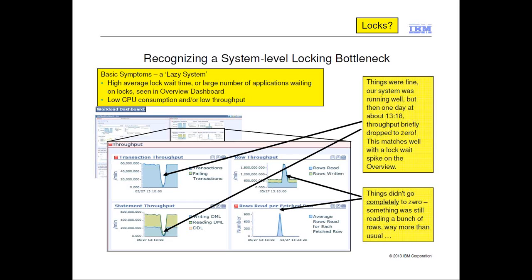So as you can see in this particular time slice on 27th May, somewhere between 1:10 p.m. and 1:23 p.m., there's been a sudden spurt in terms of the number of rows read per fetched row. Meaning for every one row that we want from the database, how many rows were actually read from the database itself into memory.